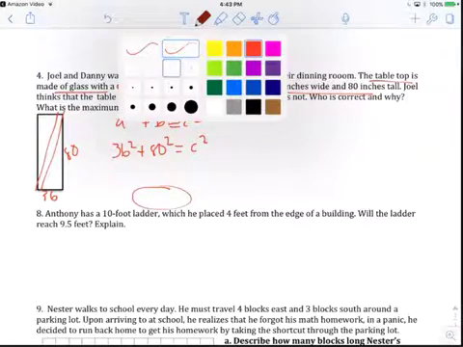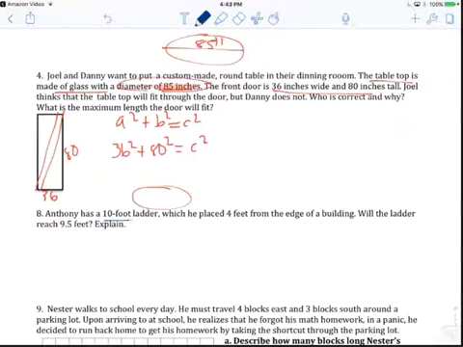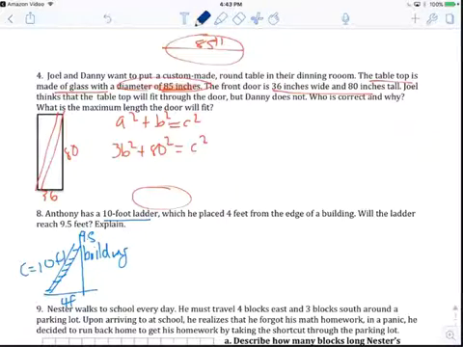Okay, here, same thing. Anthony has a 10-foot ladder. That's C because the ladder is slanted. He placed it 4 feet from the edge of a building. This is the building. Will the ladder reach 9.5 feet? Let's see how far this ladder can reach.